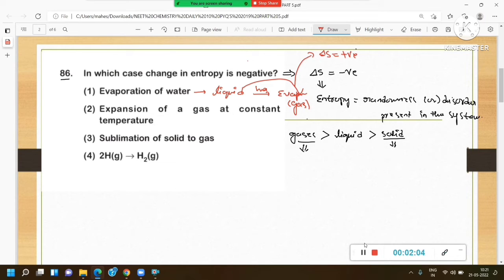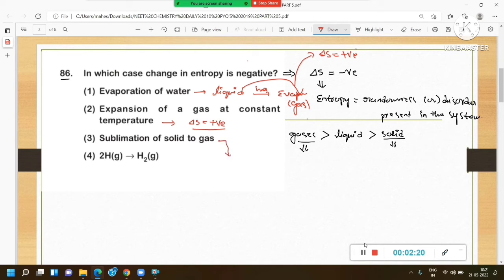Okay. Now let us verify the second statement. Expansion of a gas at constant temperature. Gas expansion takes place. That's why its change in entropy, that means the randomness increases. Delta S value becomes positive.